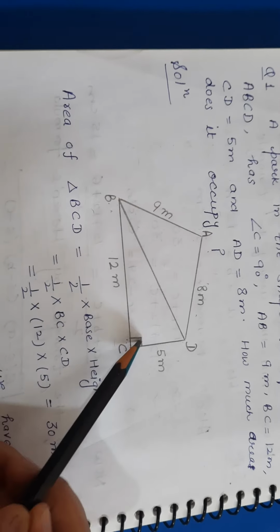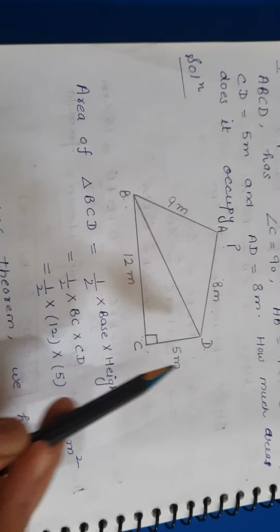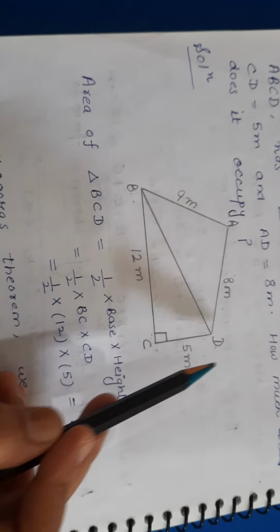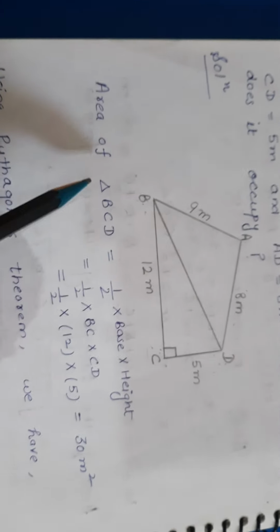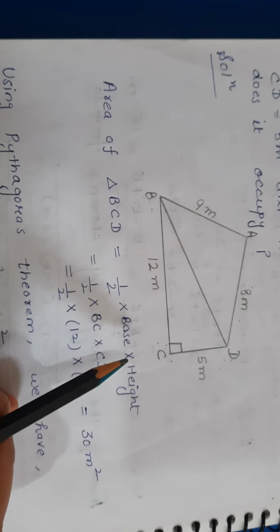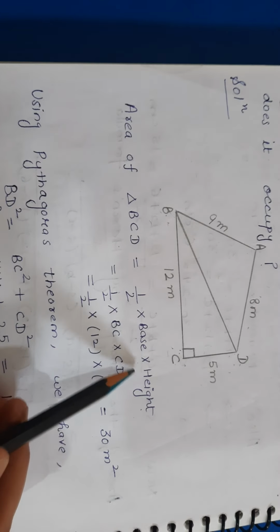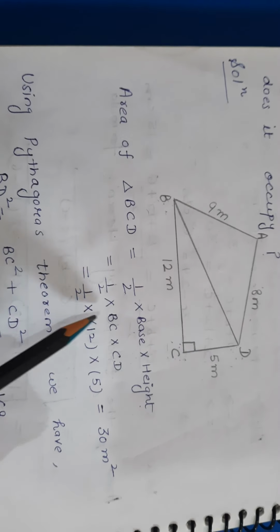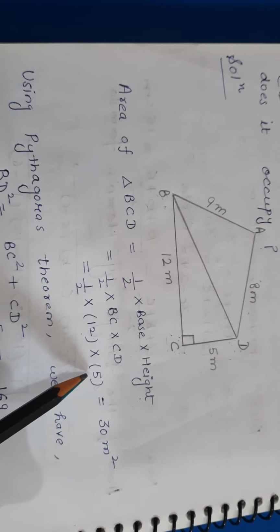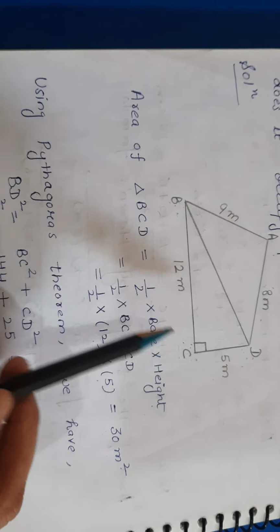Now this quadrilateral ABCD is made up of two triangles: triangle ABD and triangle BCD. Now in triangle BCD, angle C is 90 degrees. That means this is a right angle triangle, right? And its area is half base into height. Here the base is BC and the height is CD. BC is given to be 12 meter and the height CD is given to be 5, right? So this is 30 meter square. That means the area of right triangle BCD is 30 meter square.